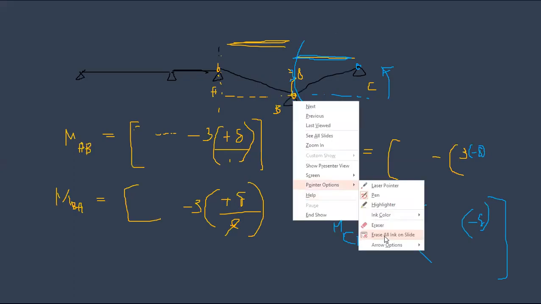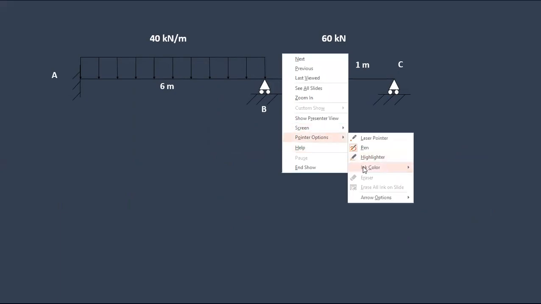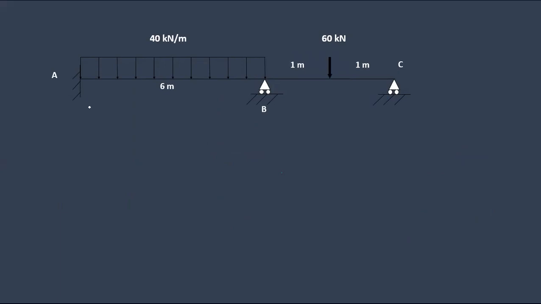So we'll erase this. We'll apply this for the time being. I will do this example, right? So first thing is, how many spans do you have? AB and BC. You have two spans, right?